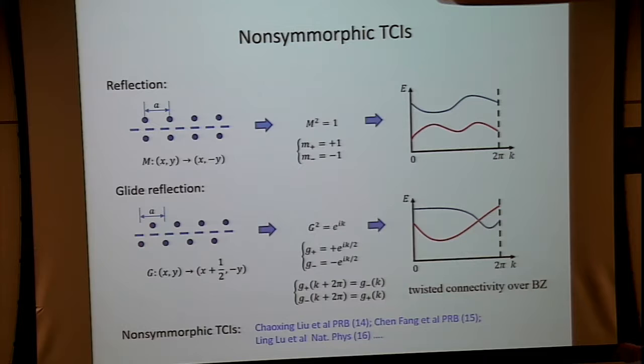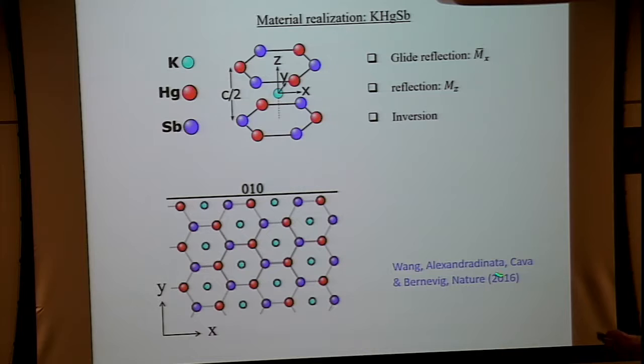And the recent breakthrough came from the Princeton group, Andrei Bernevig and Zhijun Wang, Aris is here, also with Bob Cava. They identified this material, potassium, mercury, antimony, as the first realized example of a topological insulator protected by glide reflection symmetry. This crystal structure consists of layers of honeycomb lattice of mercury and antimony, with potassium stuffed in between the planes. You see these three spatial symmetries: the inversion symmetry, the reflection symmetry along the z-axis, and also a glide reflection symmetry along the x-axis.